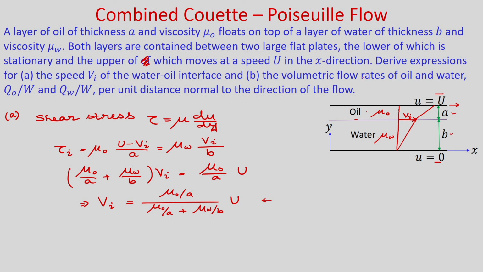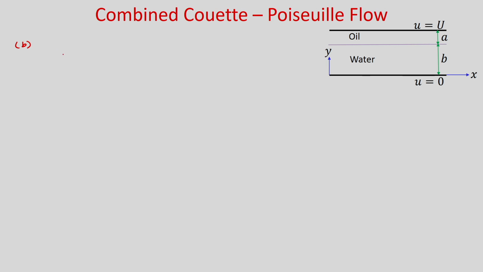Next, we need to calculate the volumetric flow rates. As the velocity profile is linear, you can write the volumetric flow rate in oil per unit width. The flow area is A into W, but we are writing per unit width. So, Q O by W is equal to A into the average velocity. What is the average velocity? As the velocity profile is linear, you can write the average velocity as (U plus V I) by 2. Okay. And we know the expression of V I.